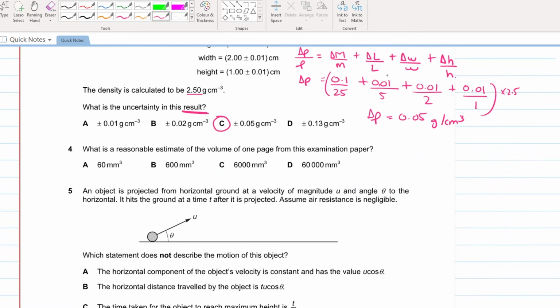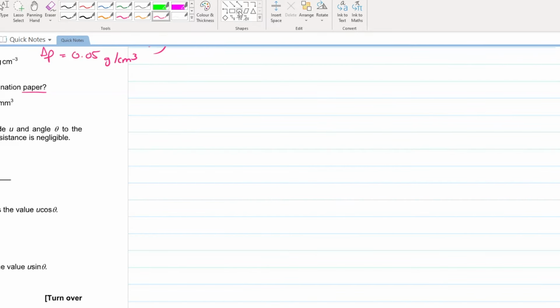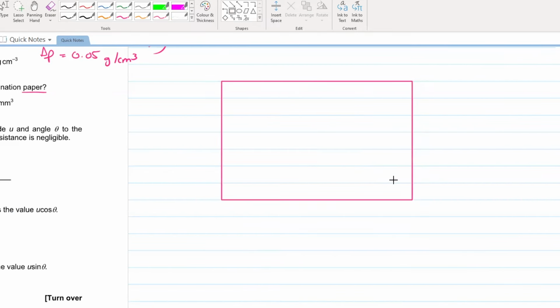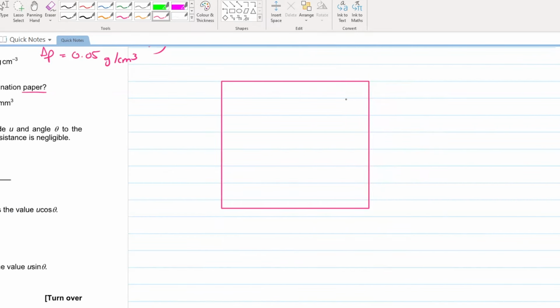What is the reasonable estimate for the volume of one page from this examination paper? We have to calculate the volume of one page of the examination paper. Okay, how can we do that? बहुत easy है. So let me draw an examination paper. ठीक है? Let's say like this.